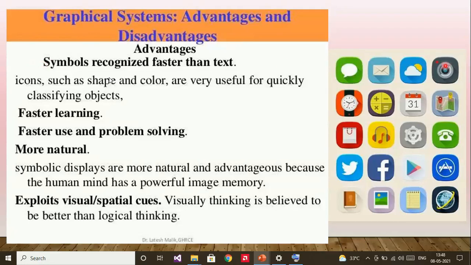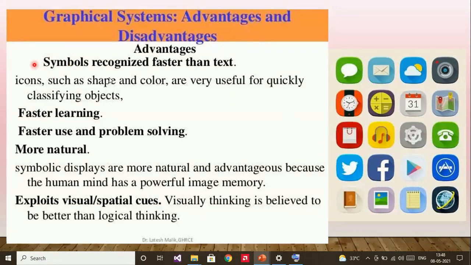When you see a screen, for example, a mobile screen, you recognize the symbols there. You have different symbols. For a message, you see a postcard-like structure, and you recognize that in a fast manner. And see here, Facebook has its own symbol. Symbols are recognized faster than text.